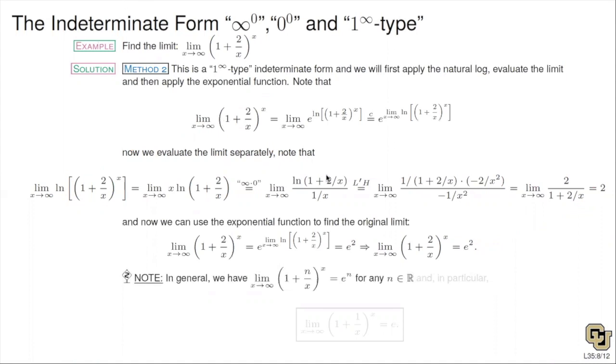So in general, we can conclude that the limit of 1 plus n over x raised to the x, where n is any real number, is e to the n. And if you pick n to be 1, then we get a limit definition of e. So here we can define e now, not using an integral, but as a limit.